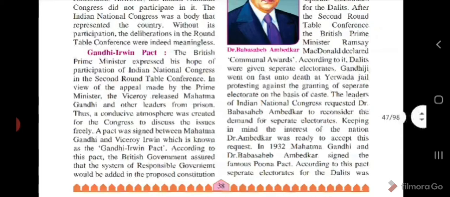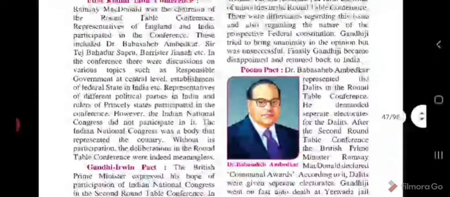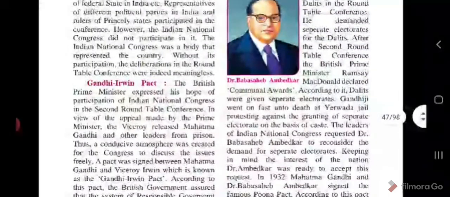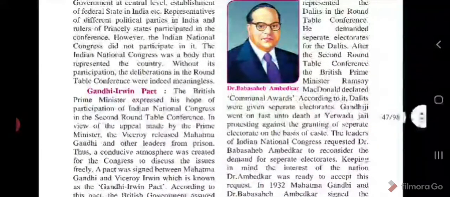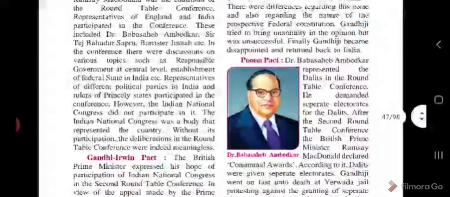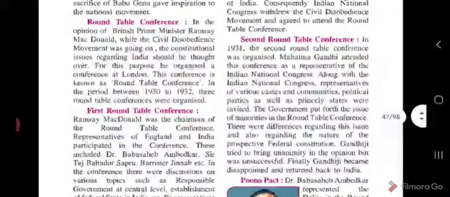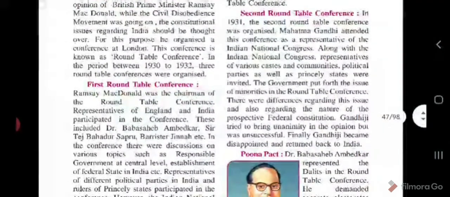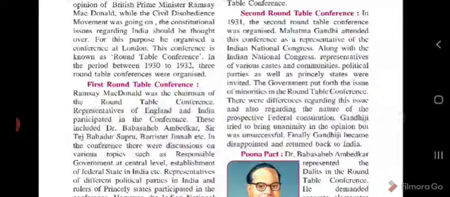Now, what is the second round table conference? Next point is the second round table conference. In 1931, the second round table conference was organized. Mahatma Gandhi attended this conference as a representative of the Indian National Congress.